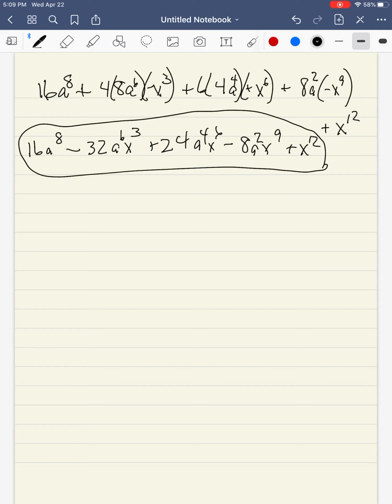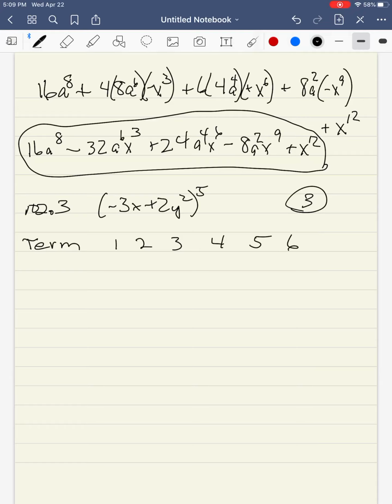Last one on page 581. 102.3 is to raise minus 3x plus 2y squared to the 5th power, and we're finding the 3rd term. So how many terms are there? It's raised to the 5th power, so there's going to be one more than that: 1, 2, 3, 4, 5, 6. The first term is negative 3x. The second term is 2y squared. So this will be 5, 4, 3, 2, 1, 0, and 0, 1, 2, 3, 4, 5.